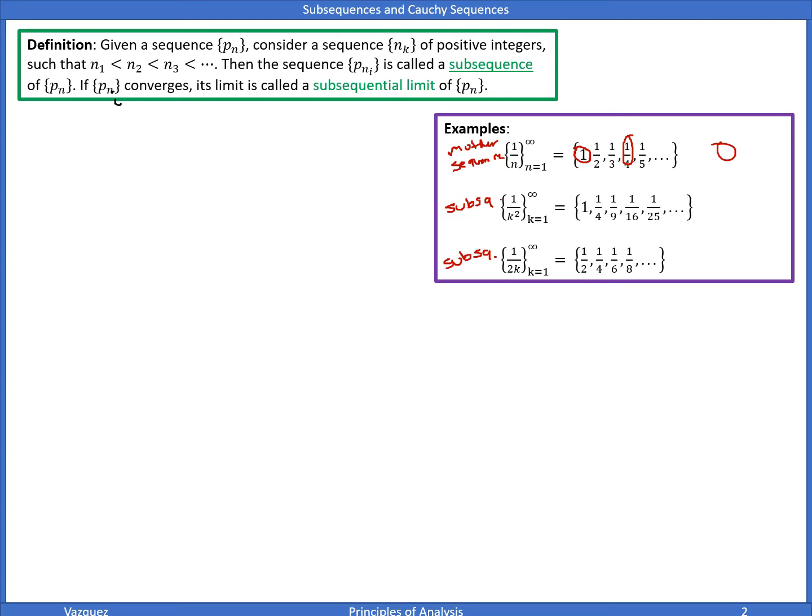So a subsequence could just be looking at the mother sequence and taking away some terms. It may be that you take away no terms. A sequence is a subsequence of itself.